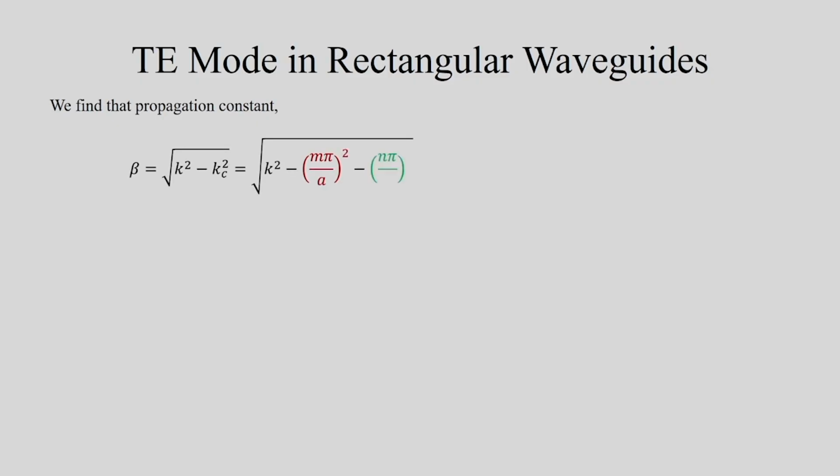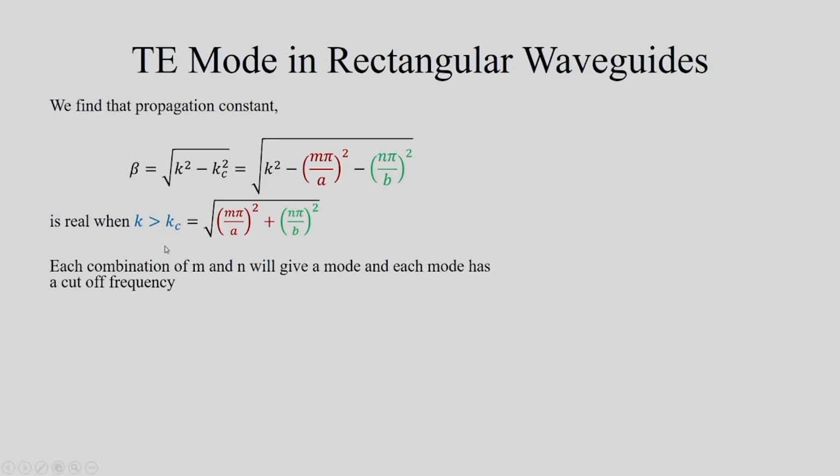Now, we can write the propagation constant beta to be equal to root of k square minus k c square, which is k square minus (m pi by a) whole square minus (n pi by b) whole square. And this beta becomes a real quantity when k is greater than k c, and when k is greater than k c, we get a propagating wave. Each combination of m and n will give a mode, and each mode has a cutoff frequency.